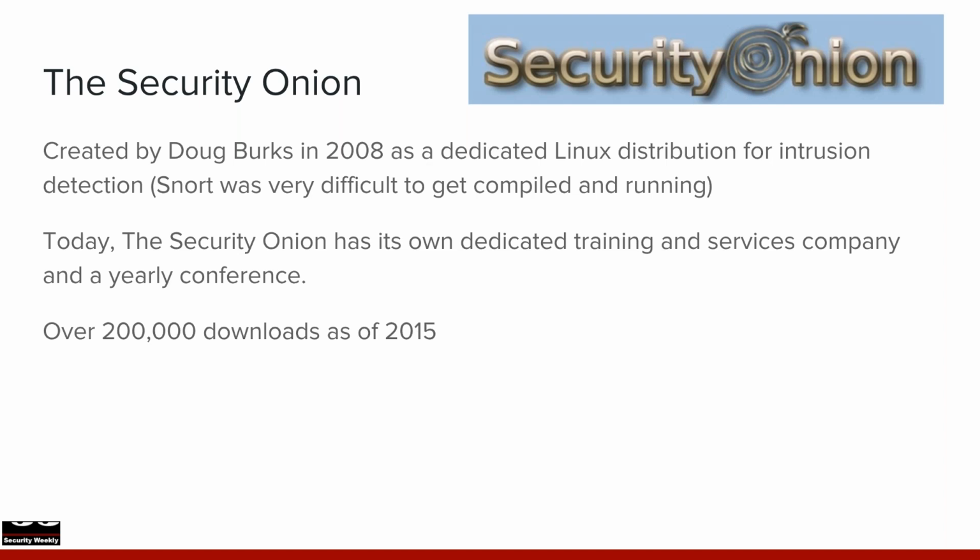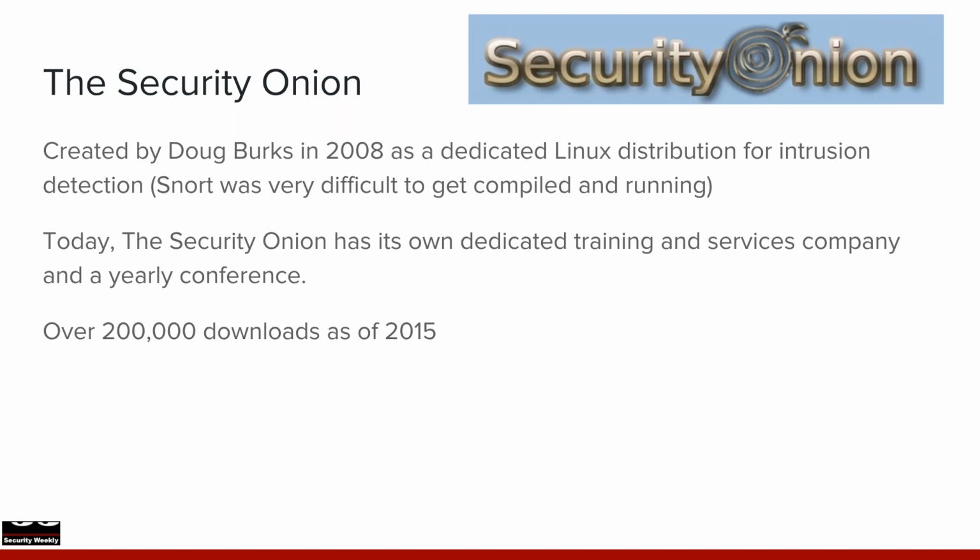When I meet with enterprises and I ask them about what they're using for network monitoring, many are talking about Bro IDS and specifically implementing that on Security Onion. This was created by Doug Burks in 2008. It's an awesome, awesome project that basically has everything pre-configured.